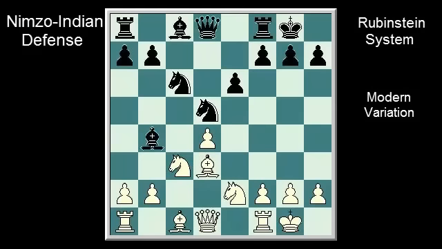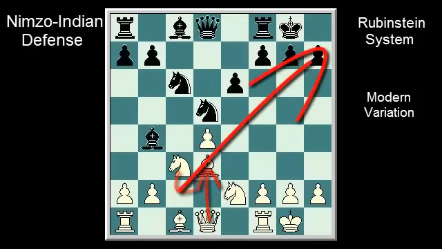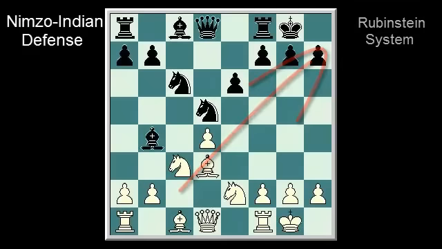White's main options on his 10th move are a3, putting the question to the bishop, and bishop c2, intending queen d3, with an attack on h7. That completes the Rubinstein system for when black castles on move 4.